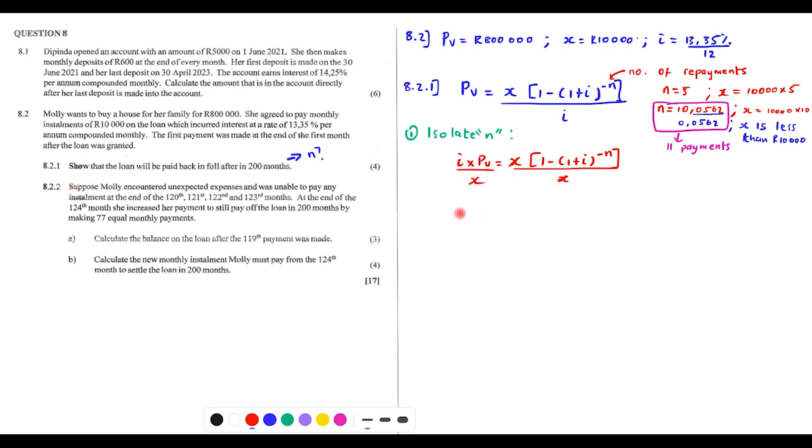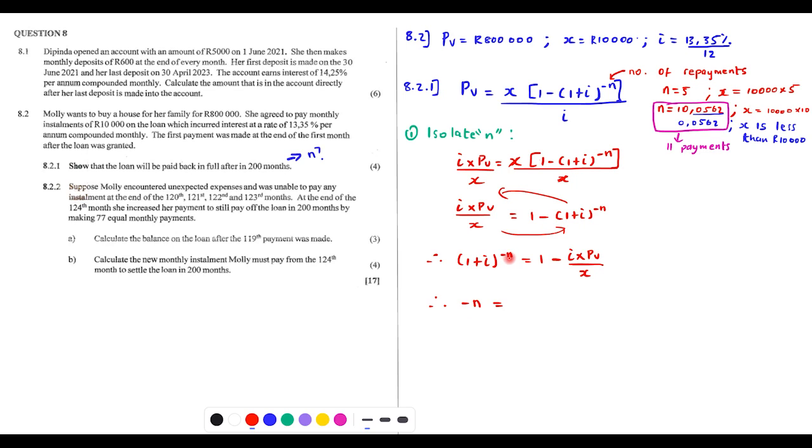Then I have I times PV over x becomes 1 minus 1 plus I to the minus n. I take this part that has n across. So if I take this across, I'm taking this one this side, and therefore I have 1 plus I to the minus n as 1 minus I times PV over x. And then I want to calculate n, so using logs, I'll say minus n.